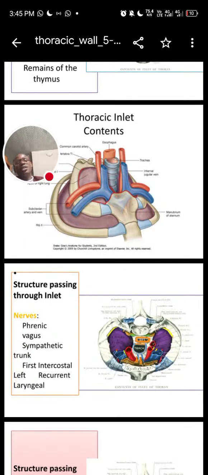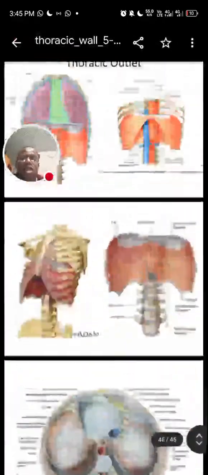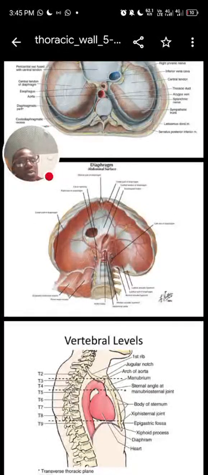When we come back again, we'll be doing other concepts. Let's see how we can pull out the remaining ones. First is the thoracic outlet. We've seen the thoracic inlet; we're going to see the thoracic outlet and the structures on it. Then we're going to see vertebral levels, and the structures you find at the vertebral levels of the thorax.